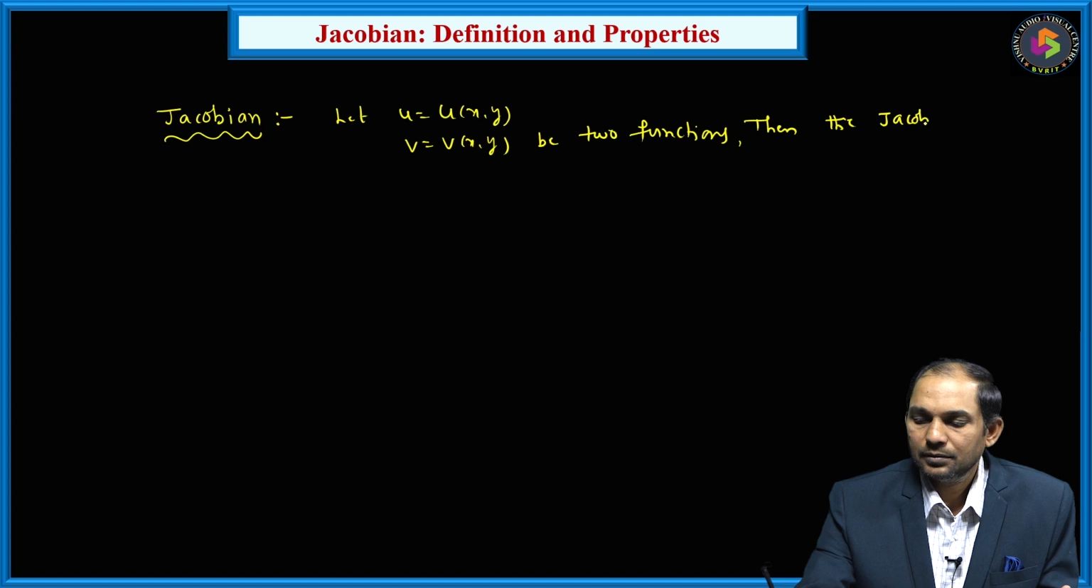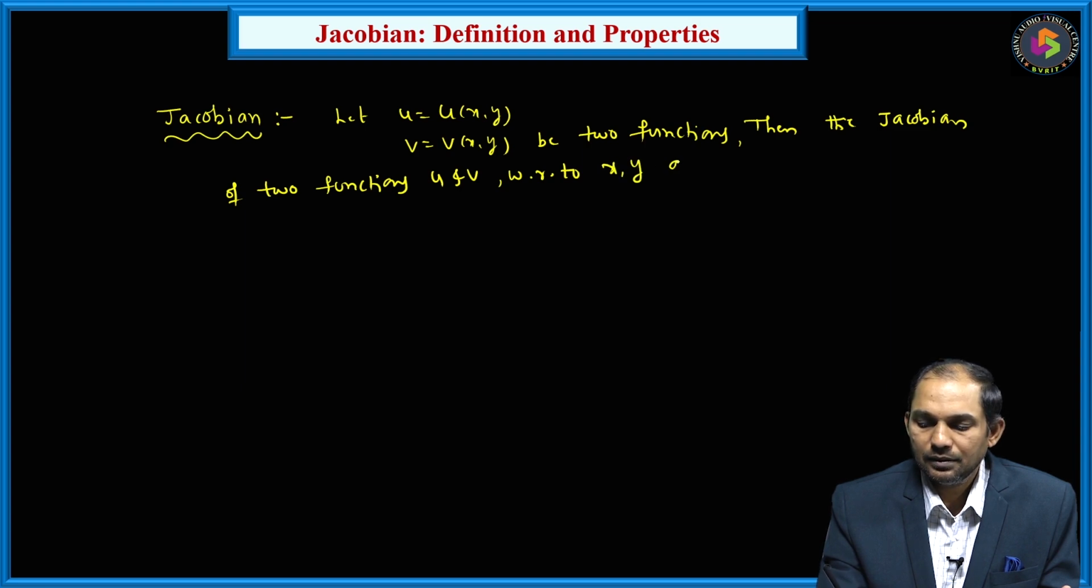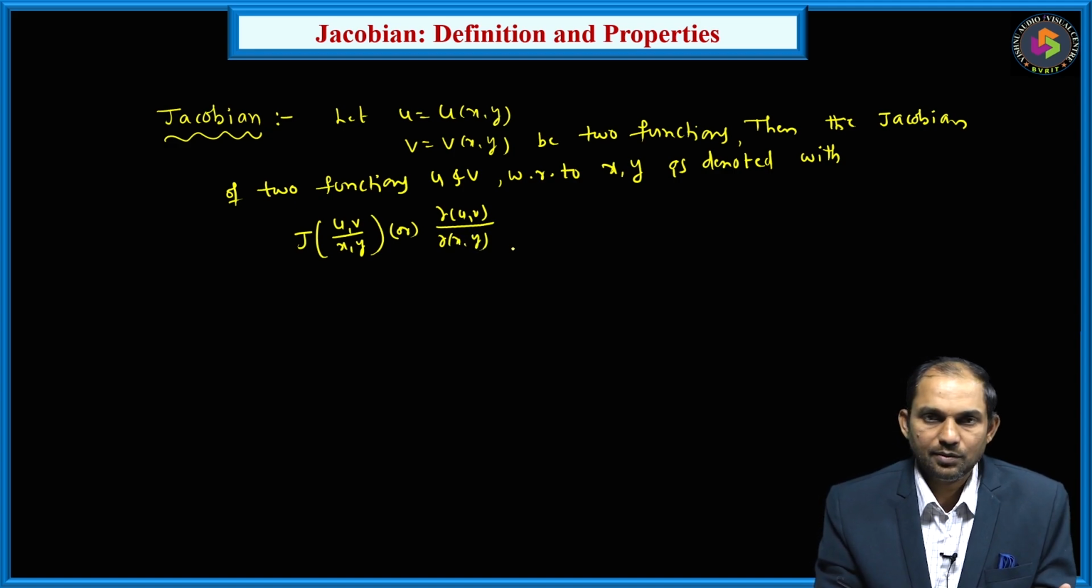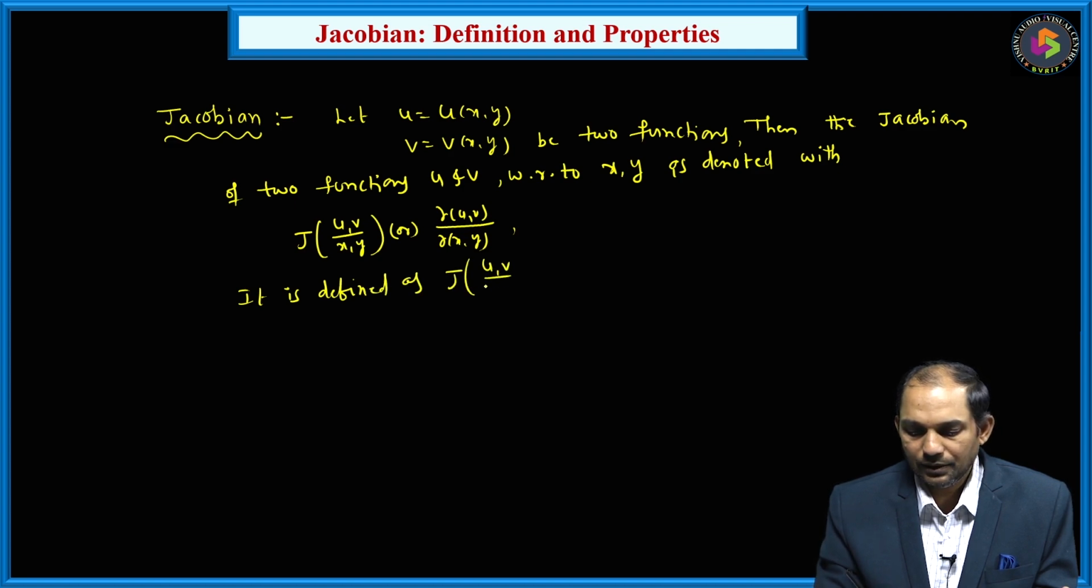the Jacobian of two functions u and v with respect to x comma y is denoted with j of u comma v by x comma y, or equivalently partial u comma v upon partial x comma y, dou of u comma v by dou of x comma y, and it is defined as j of u comma v by x comma y.